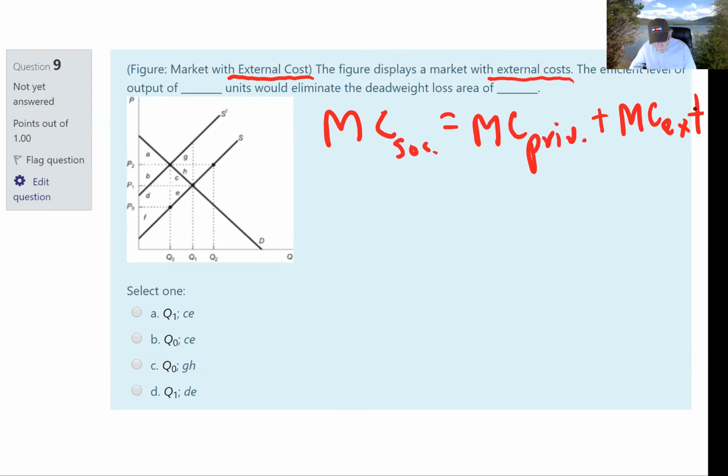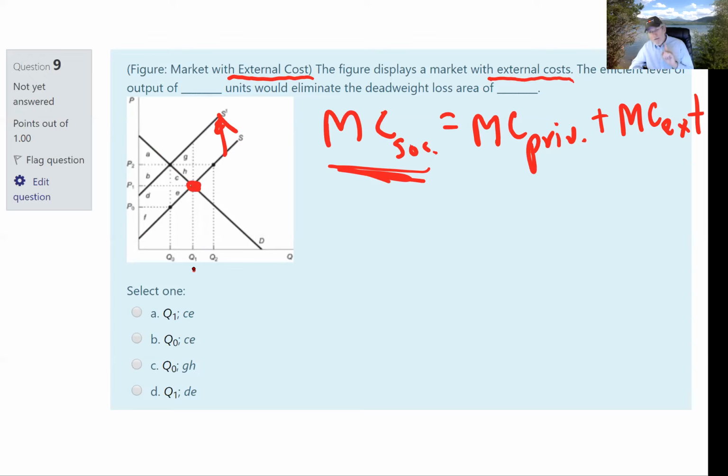Notice, we don't have numbers, so there's some amount of external cost to go from the supply curve to the marginal social cost curve. All we have to do is add the amount of the externality to the supply curve. And that shifts the supply curve up by the amount of the externality. The equilibrium is always just at the intersection of demand and supply. So the equilibrium is here at Q1.